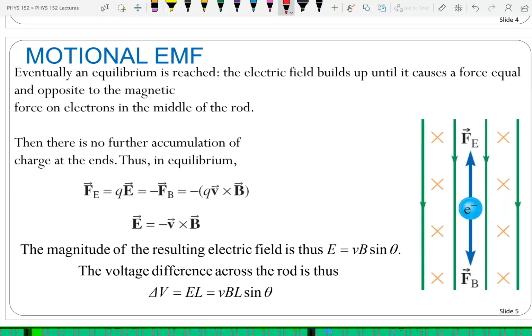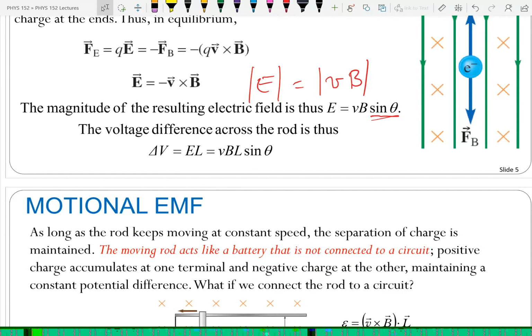Well, we set our velocity perpendicular to the magnetic field, so that's just going to be minus VB in magnitude. And so we have E, the electric field magnitude, is equal to V times B magnitude. Here I put the sine theta because you didn't have to have things parallel. And so the voltage difference is EL, which is equal to, just put in that E as VB, VBL, and then sine of the angle if you're not perpendicular.